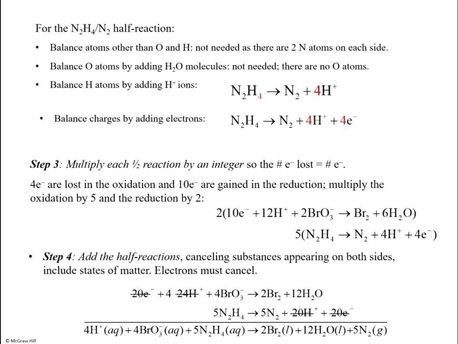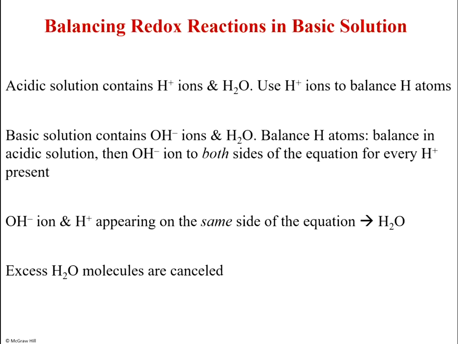We have 20 electrons on each side, which can be canceled. We have excess hydrogens, so we have 24 on the reactant and 20 on the product side, so we can cancel the extras. And we end up finally with our 4 protons plus 4 bromates plus 5 hydrazines, giving us 2 moles of molecular bromine, 12 moles of water, and 5 moles of nitrogen gas. This was done in acidic solution.